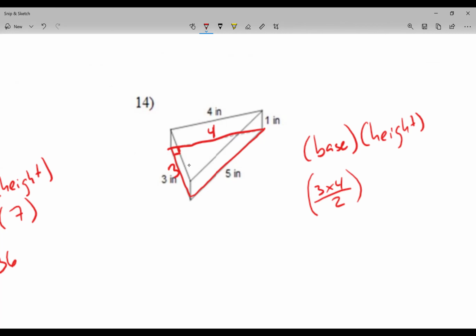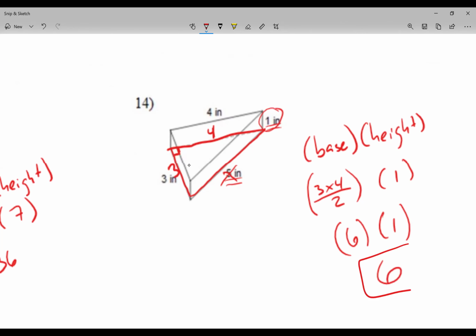The height, the number that has nothing to do with our triangles. I see that I haven't used the number 5 and the number 1. Now 5 is the long side of my triangle. So that has something to do with the base, with the triangle. I'm not going to use it. So 1 will be the height. So I'm going to go 3 times 4 divided by 2 for the base, which is 6. The height is 1. And when I multiply this, 6 times 1, I get the volume is 6.